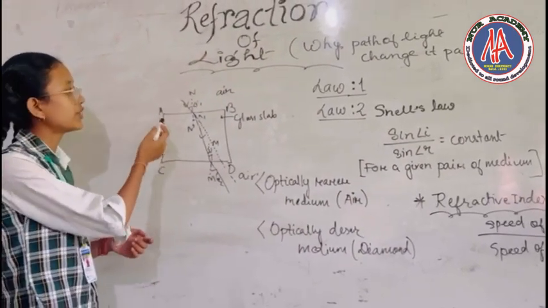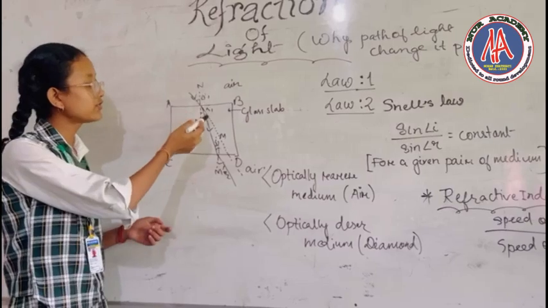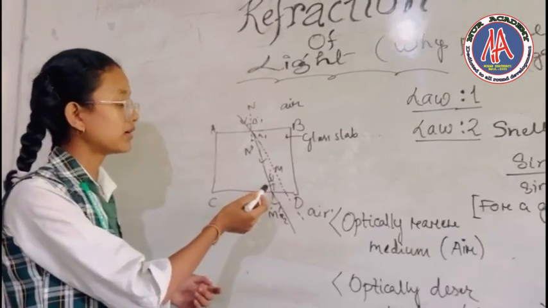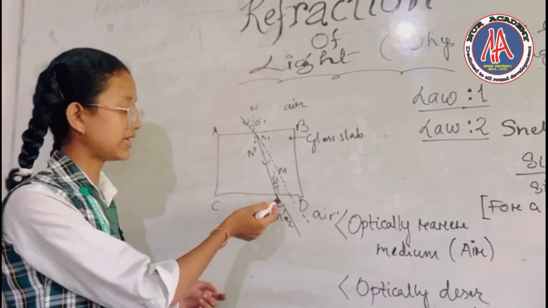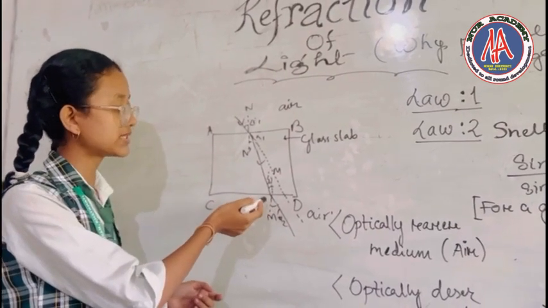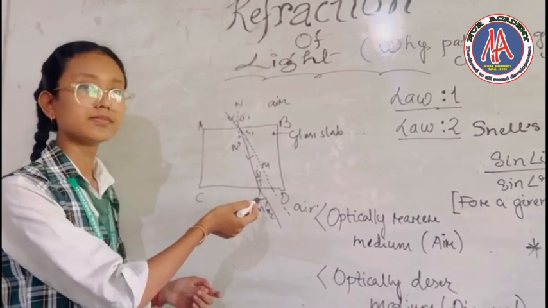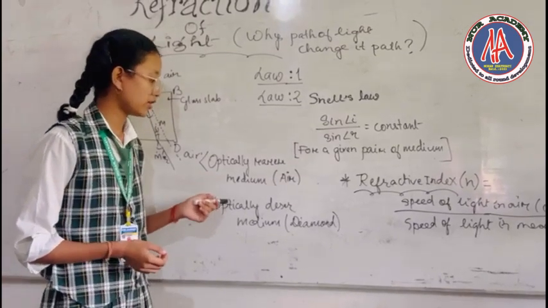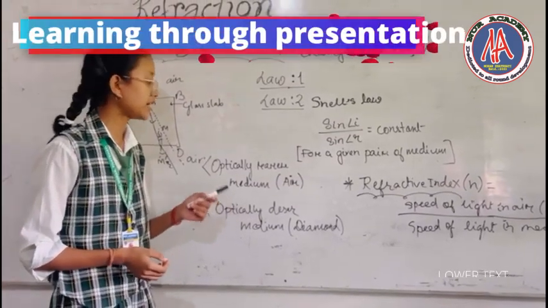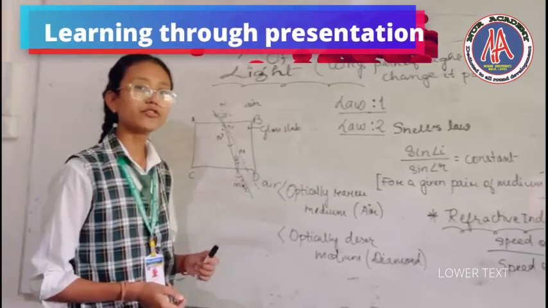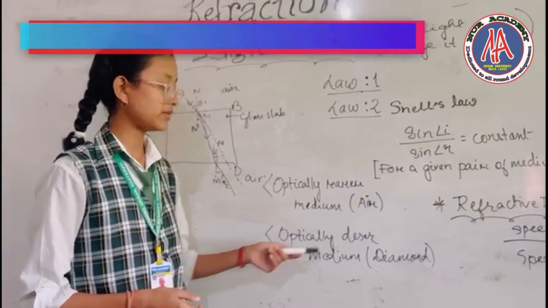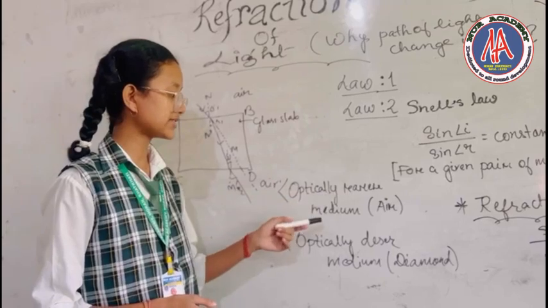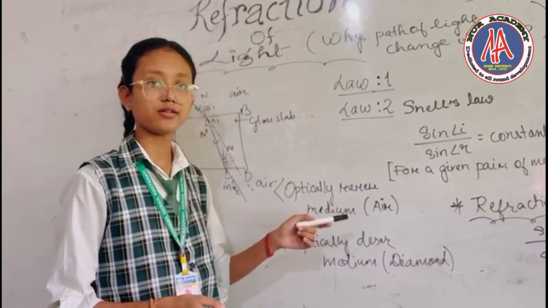Now coming to the next point, as you can see here, the light ray enters from air to glass plate and bends towards the normal. Now when can we say that a medium is optically rarer medium and optically denser medium? In comparing both, the higher refractive index is optically denser medium, that is diamond, and the lower refractive index is optically rarer medium, that is air.